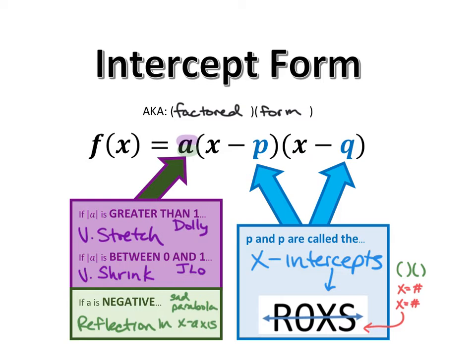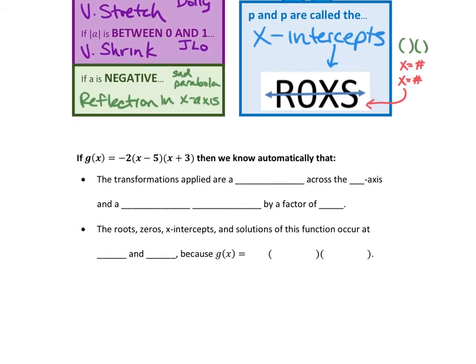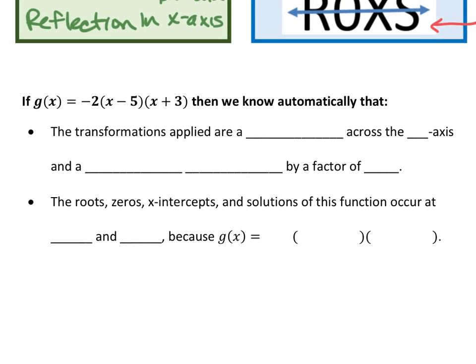Cool, so let's see what questions might look like and what kind of information we know from intercept form. This right here is intercept form. g of x equal to -2, open parentheses, x minus 5, close, open, x plus 3, okay? That's my intercept form equation. I need to figure out how to fill in these sentences. It says the transformations applied are a blank across the blank. Well, we know that since this is negative, this is called a reflection across the x-axis. It's going to flip over that parabola. It's going to be a sad parabola.